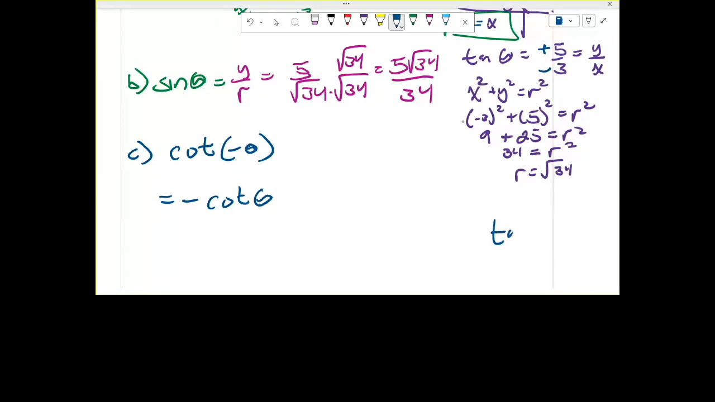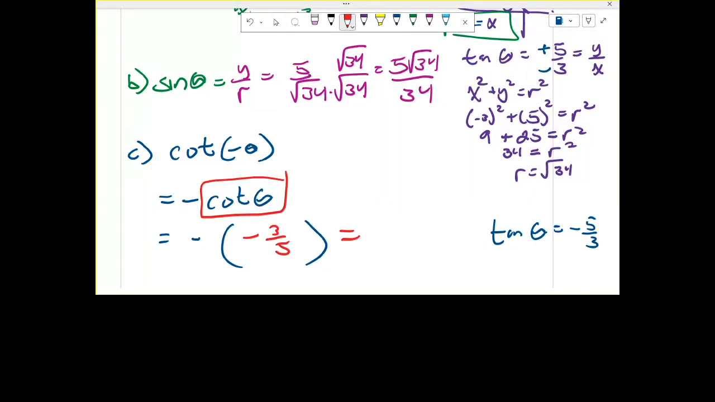Y'all, we started off by saying that the sine of theta was negative 5/3. If the sine of theta is negative 5/3, what would the cotangent of theta look like? Isn't it just the reciprocal? Negative 3/5. But what's going to happen with this guy and that guy? Positive, right? Very good. They're going to cancel. Boom, positive 3/5. And you're done. That's all you got to do, right?